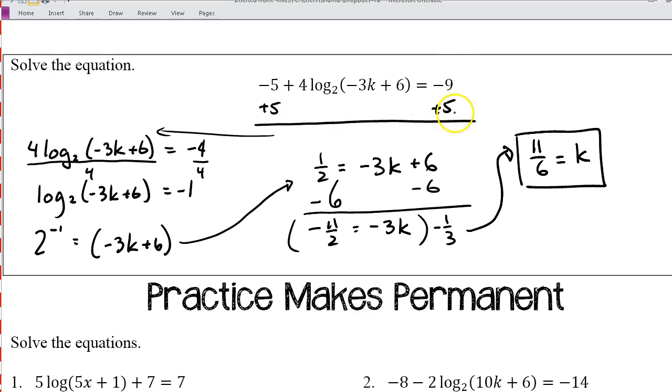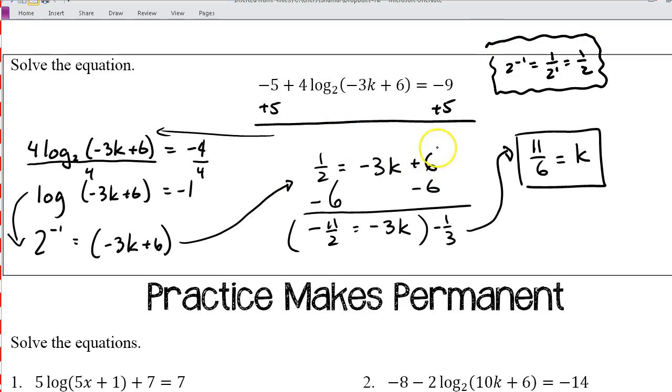So the first step we did was to add 5 to both sides, and that brought us over to here, and then we divided both sides by 4, and then once I got to this step I rewrote it in exponent form. So 2 to the negative 1 is equal to negative 3k plus 6. We know that 2 to the negative 1 is equal to a half. Let's do a little work here. 2 to the negative 1 is the same as 1 over 2 to the first, which is 1/2. So keep that in mind.